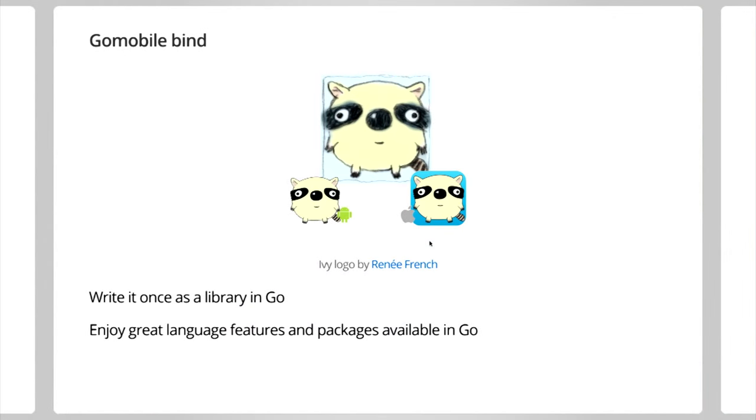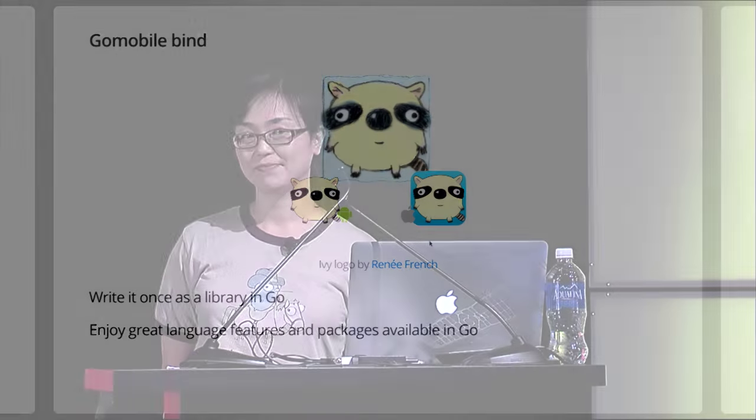So the lesson I learned is, it's really good to write the interesting feature once as a library in Go, and then you enjoy great language features and packages available in Go, and now you have time to focus on user experience and improvement of the UI, and also improvement of the core library. You don't have to deal with all these language bindings or SQL and such. The gobind tool will take care of that.